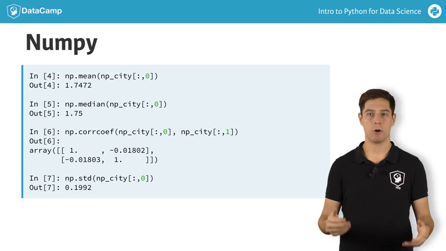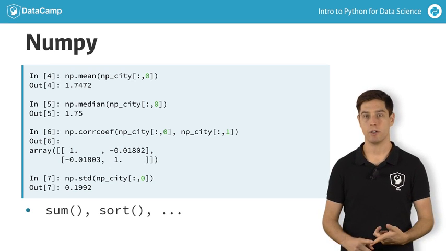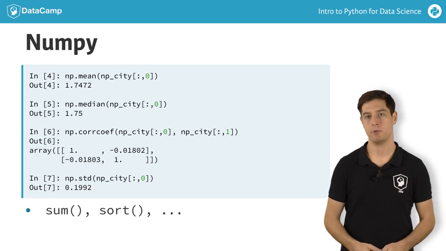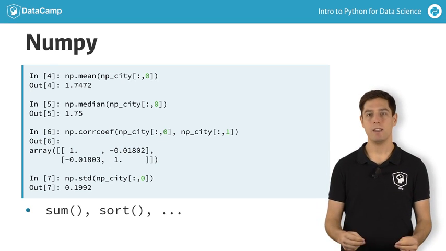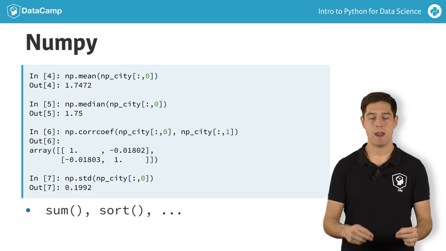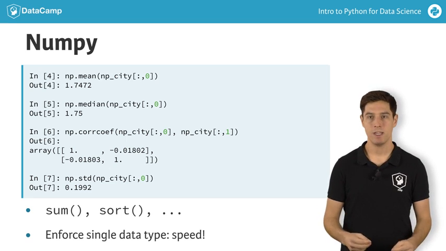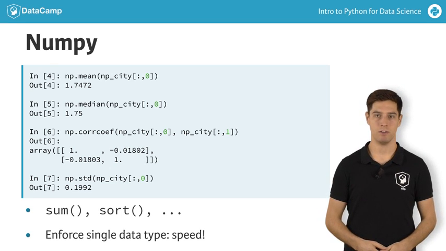NumPy also features more basic functions, such as sum and sort, which also exist in the basic Python distribution. However, the big difference here is speed. Because NumPy enforces a single data type in an array, it can drastically speed up the calculations.